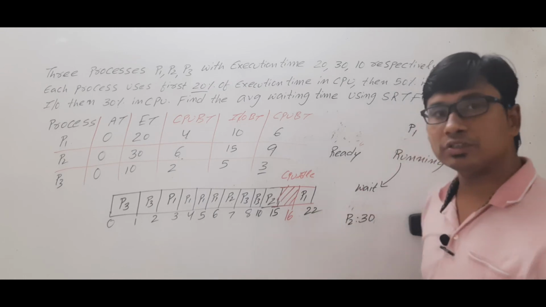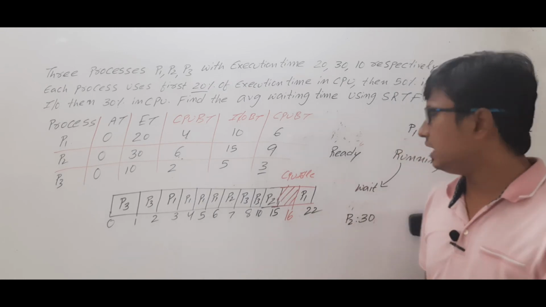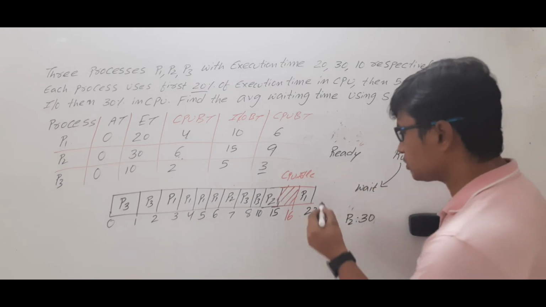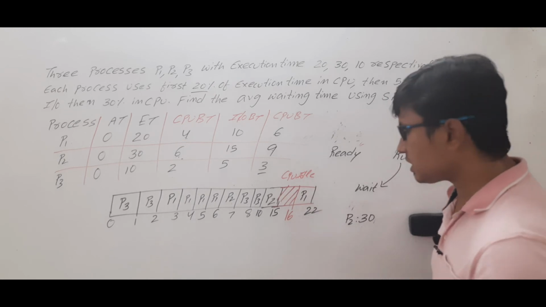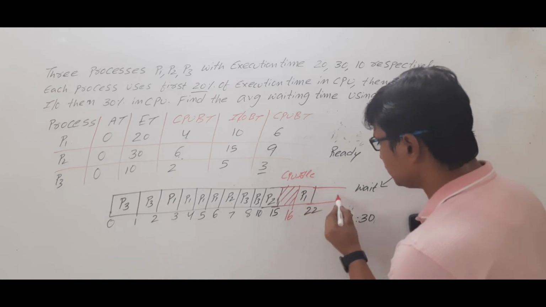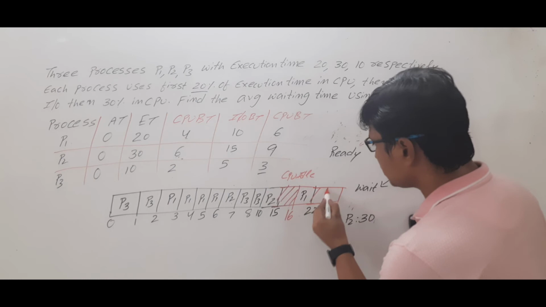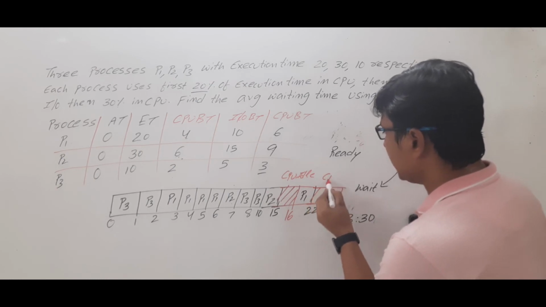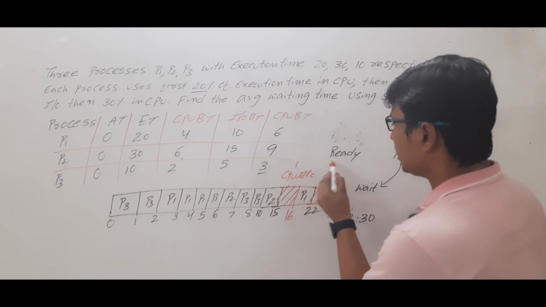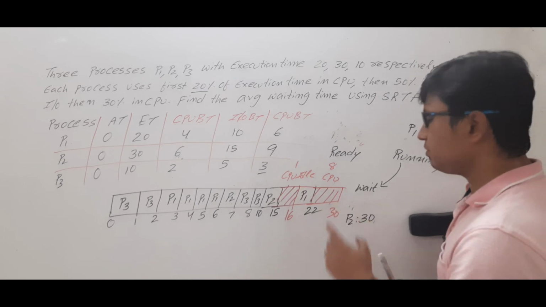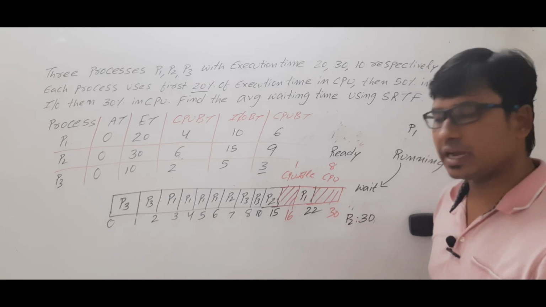However, process P2 will come to the ready state at 30 units of time. So again, the CPU is idle till 30 units. So now the CPU is again idle for 8 units. So totally we will find how many units of time the CPU is idle.